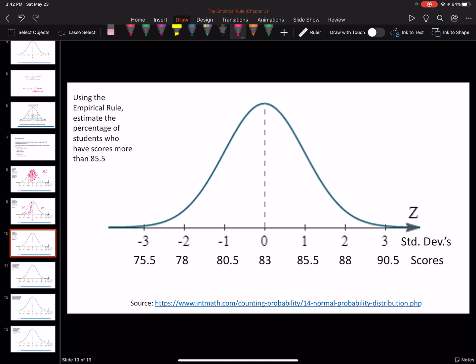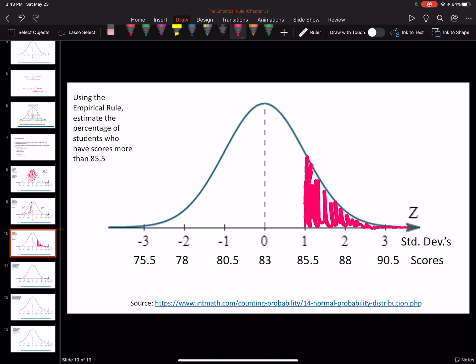In this case, we're looking to estimate the percentage of students who have scores that are more than 85.5. Once again, I like to mark these with little boundaries here, and then shade in the area so I know what we're talking about. We want everything to the right, and the reason I know that is because it's scores that are more than 85.5 or higher. And what you should notice is that this occurs at one standard deviation.